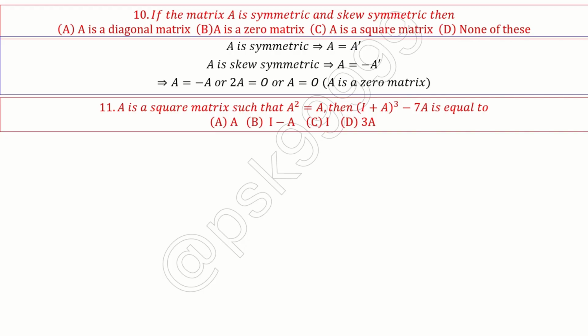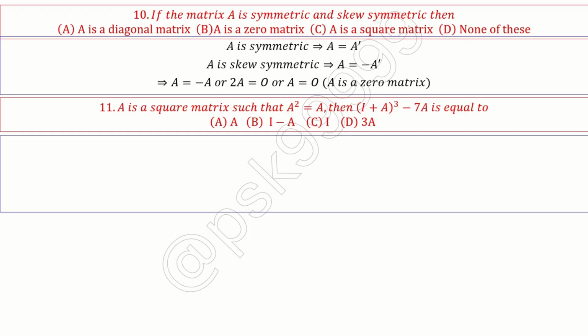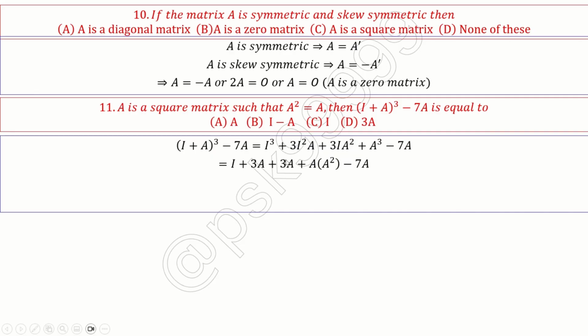If A is a square matrix such that A square equals A, then (I plus A) whole cube minus 7A is equal to what? So this is simple. A square equals A, which is given. So you expand (I plus A) whole cube minus 7A first, which is nothing but I cube plus 3I square A plus 3I A square plus A cube minus 7A. Now I square is nothing but I, correct? So I, then I into A is A, 3A plus 3A plus A cube, I am writing it as A into A square, minus 7A. Now A square I am again writing as A. This is 6A minus 7A, which is minus A.